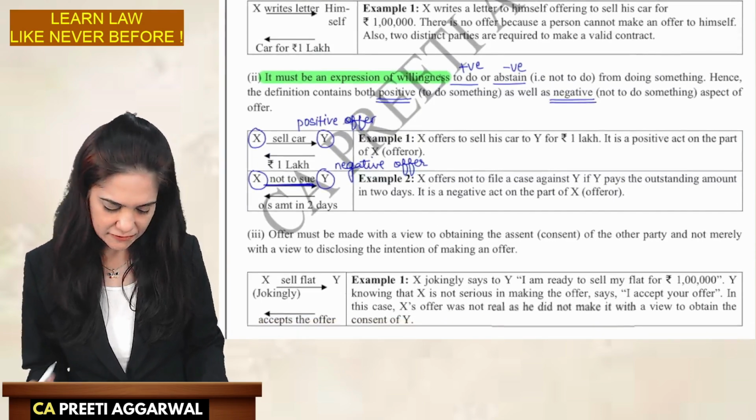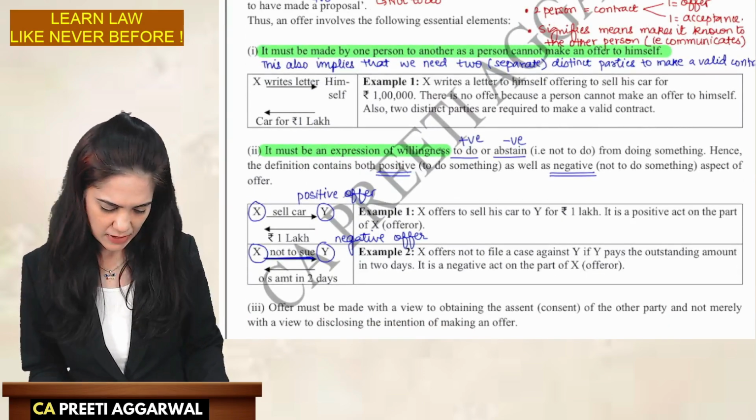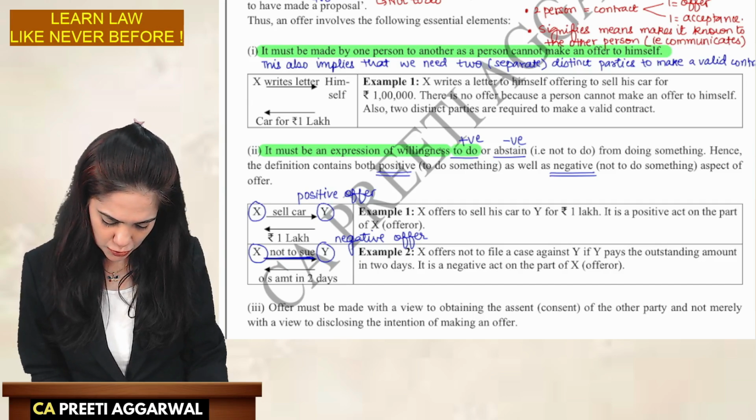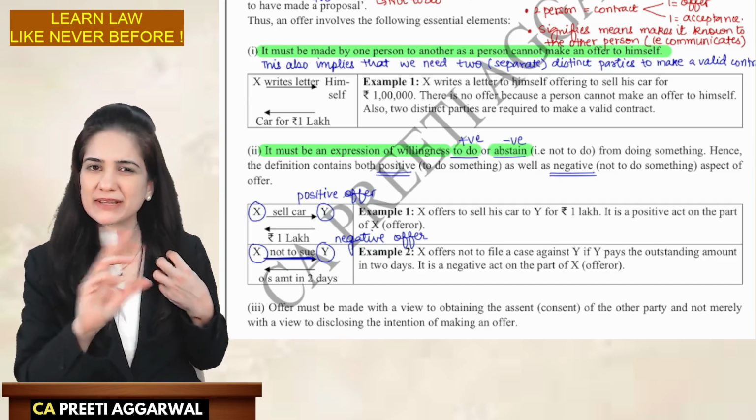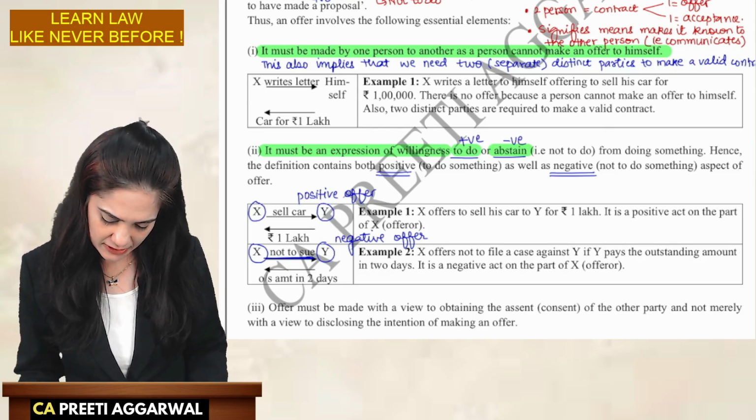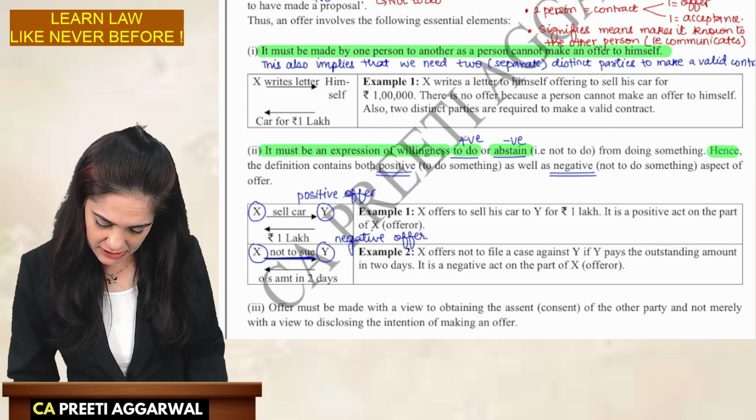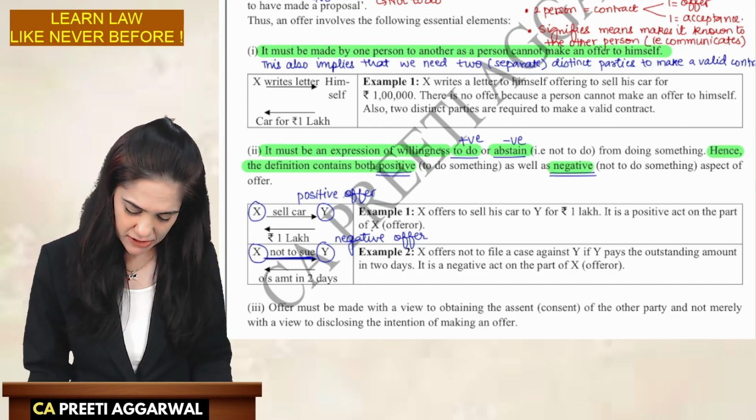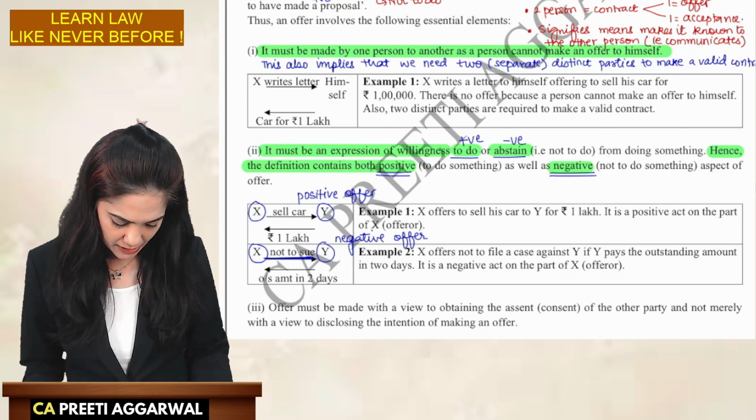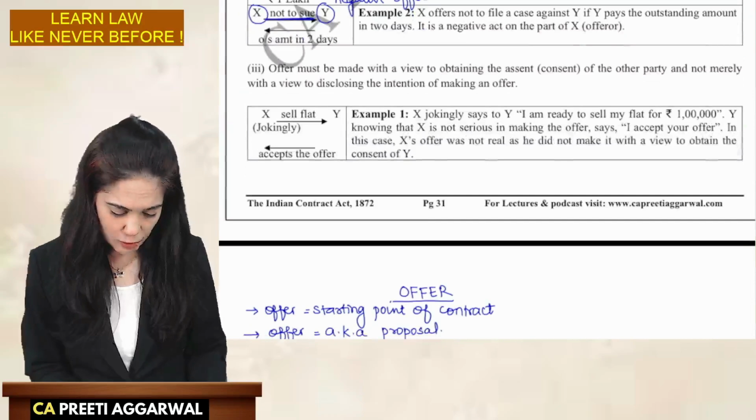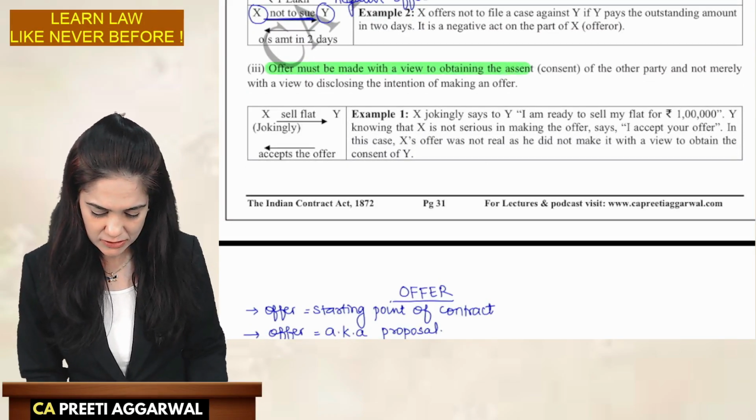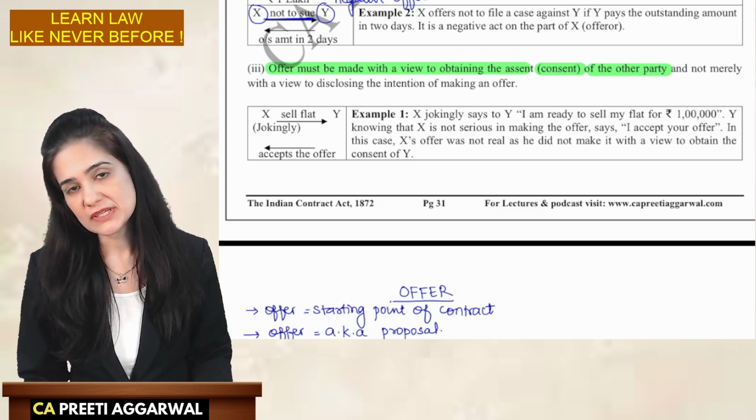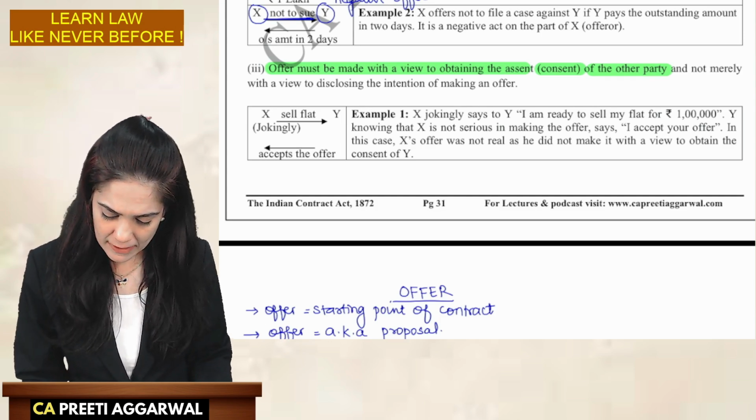Offer must be made. We just highlight this. You have highlighted the first element, right? There must be an expression of willingness either to do or not to do something. Those words should be highlighted separately. The definition contains both the positive as well as the negative aspect of offer. Offer must be made with a view to obtaining the assent or the consent of the other person. This is very interesting and we are going to study that next.